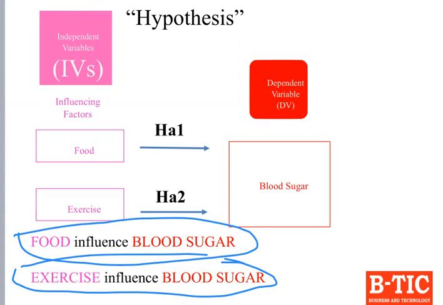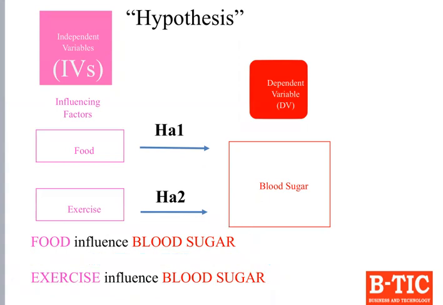So we have to test each hypothesis. So we have to do research on it. Now, to test this, simple understanding: you measure the person's consumption of food, and you measure the blood sugar of the person as well. You put them in a graph and you can find out whether there is a relationship.